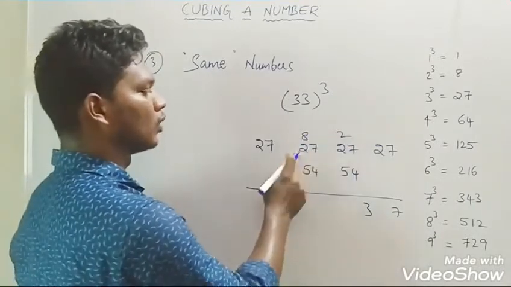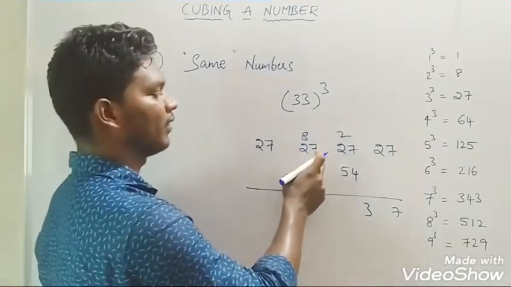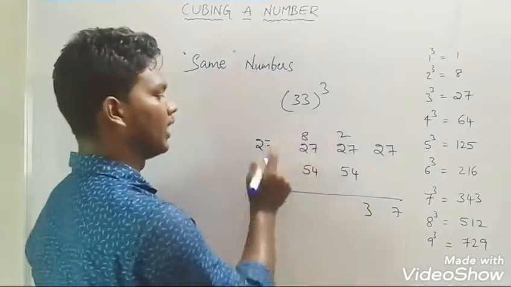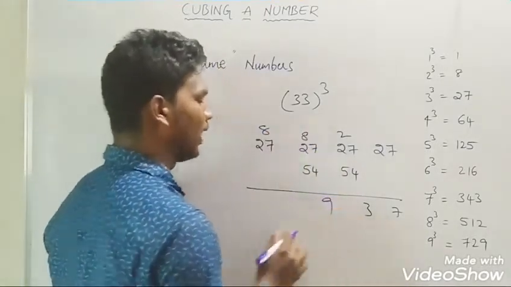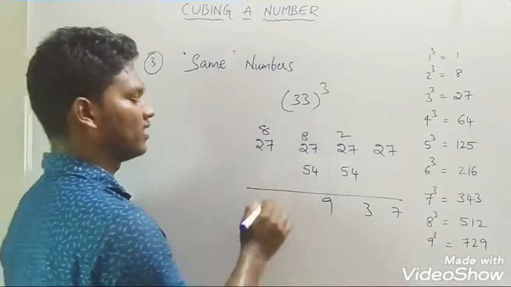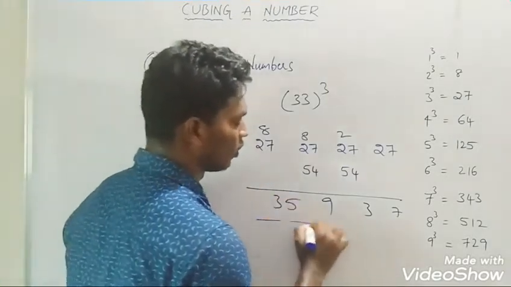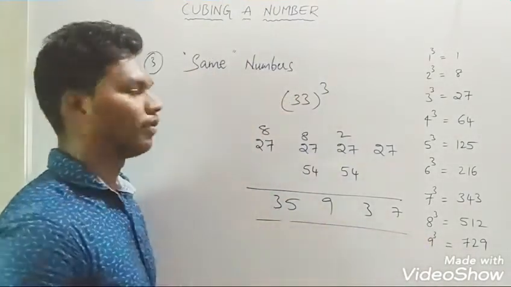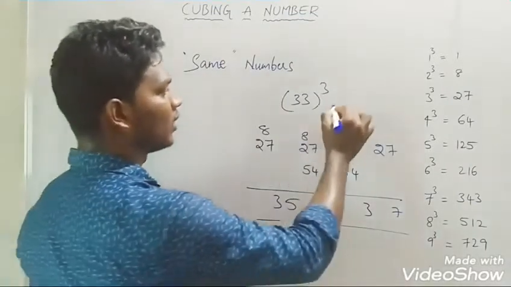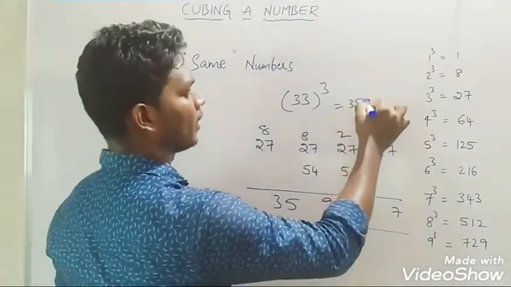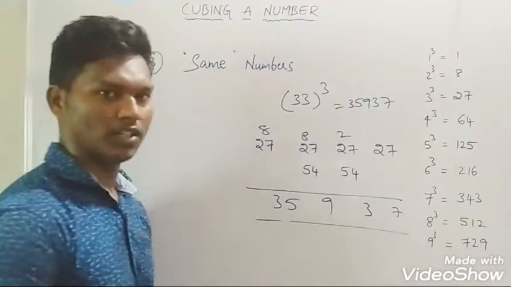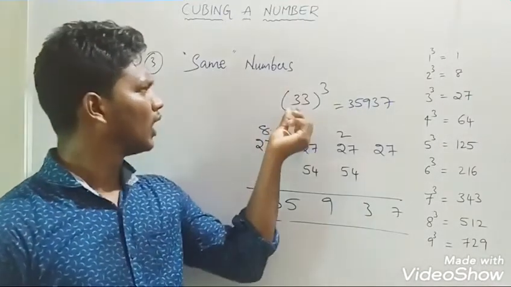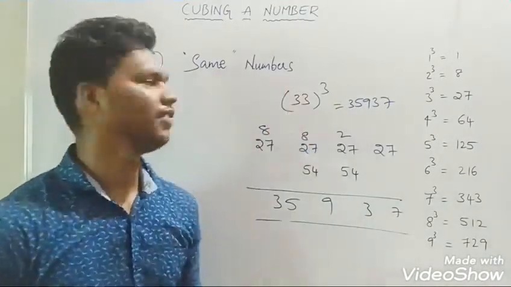Again here, so 20, 50, 70, 77, 81, 89. So 8 and 9 here. So 27 plus 8 will be 35. So finally the value of 33 cube is 35937. Understood friends? So cubing a same number is very easy friends.